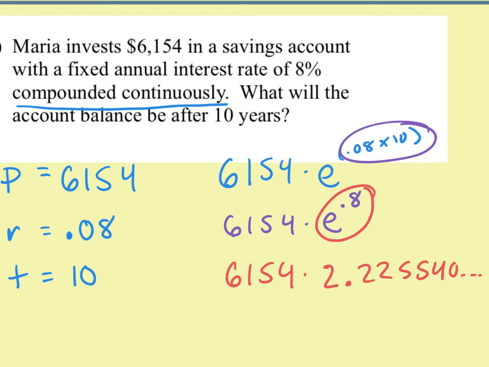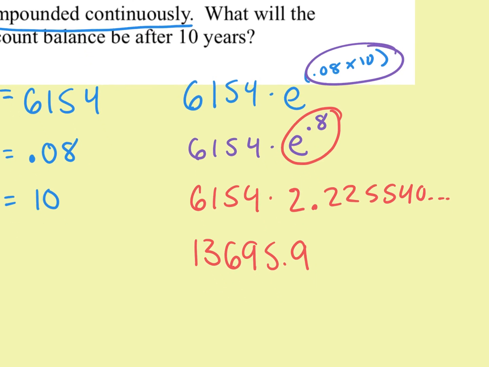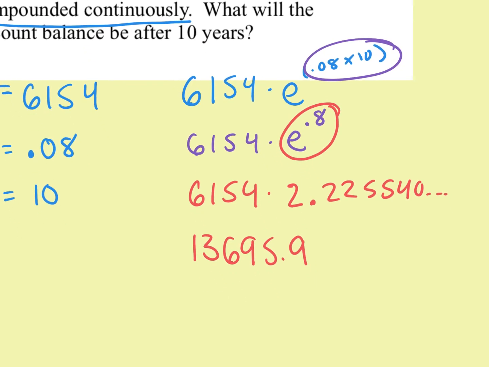2.225540. And then what's the last step? Multiply by 6,154. And what do we get as our final answer? $13,695.90. How many cents? 98 cents. Because it's 0.978, so the 8 would round the 7 up.